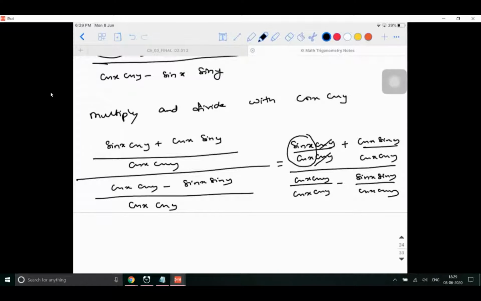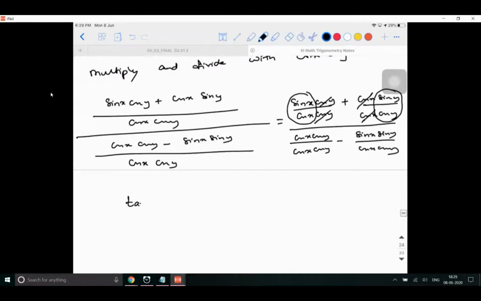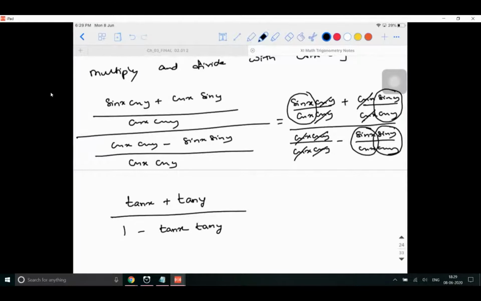So cos y and cos y will get cancelled. Similarly, here cos x and cos x will get cancelled. Sin y by cos y will be equal to tan y. Right? So what is there in the numerator? Tan x plus tan y, the whole divided by 1 minus, sin x divided by cos x will be tan x, sin y divided by cos y will be tan y. Right? So this is nothing but tan of x plus y.